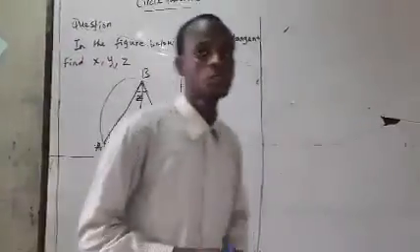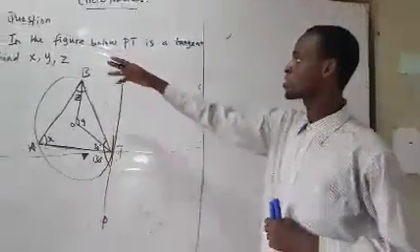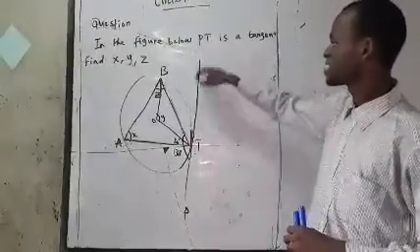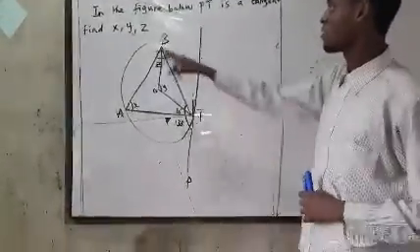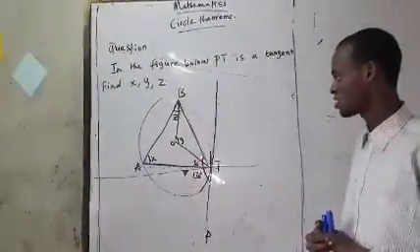Hi guys, we'll be looking at another problem on circle theorems. The question is, in this figure, of course, PT is a tangent. Find angle X, angle Y, and angle Z.